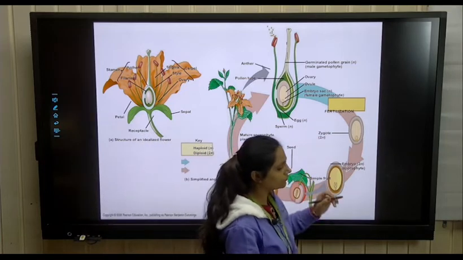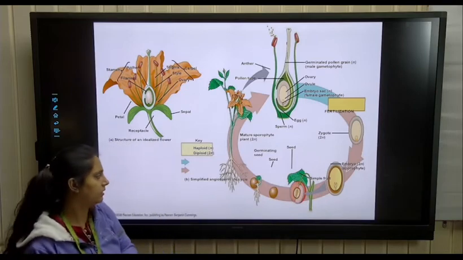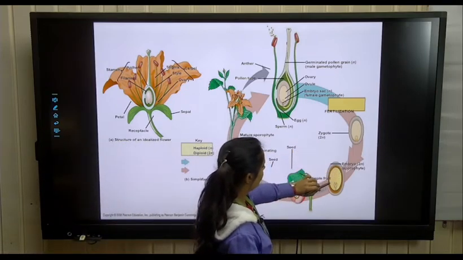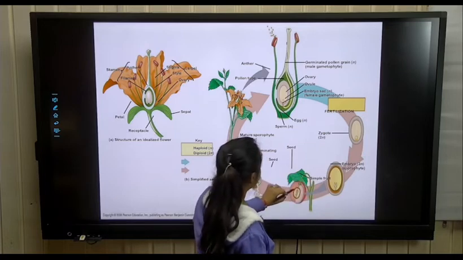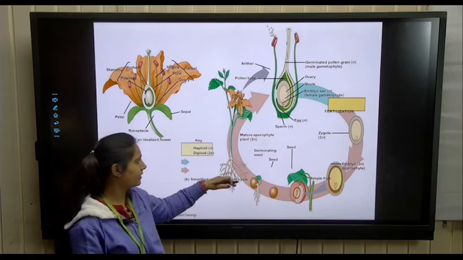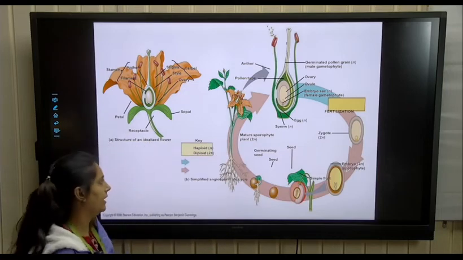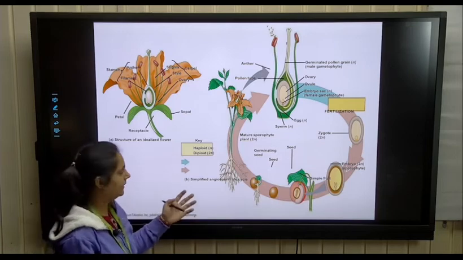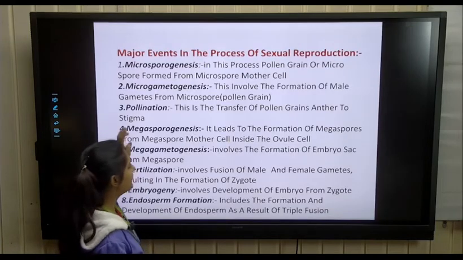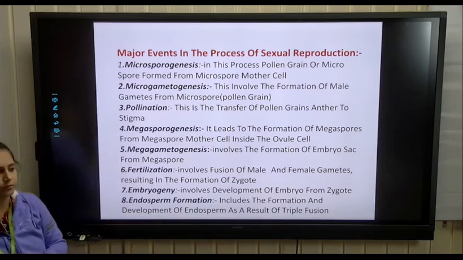Fertilization is just the fusion of male and female, and after fertilization a structure develops that is known as the zygote. The zygote forms the embryo, the embryo forms the seed, and the seed is sown inside the soil and it germinates into a plant. This is the complete life cycle of a plant. So we will describe it in detail. This is a generalized diagram. So these are the steps which take place during the life cycle of a plant.